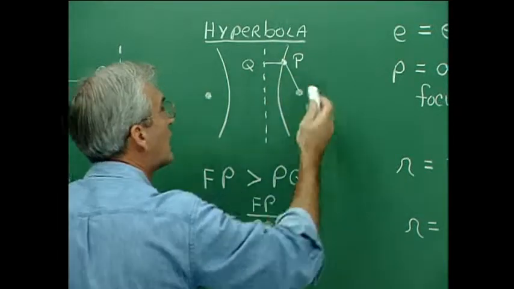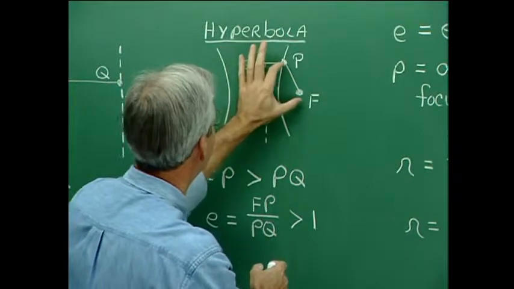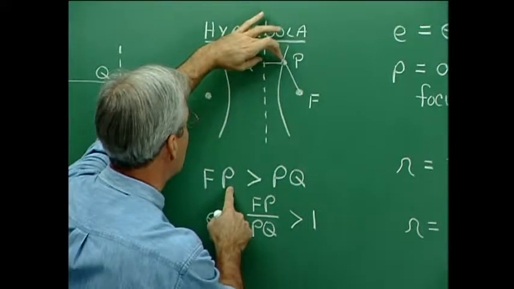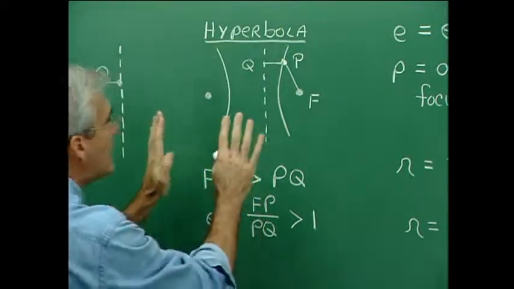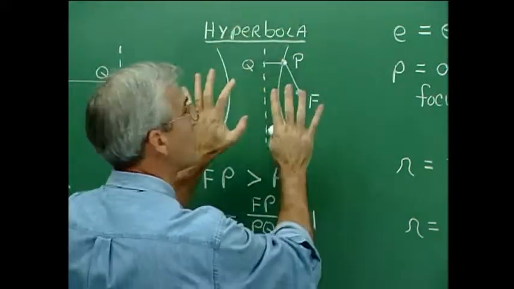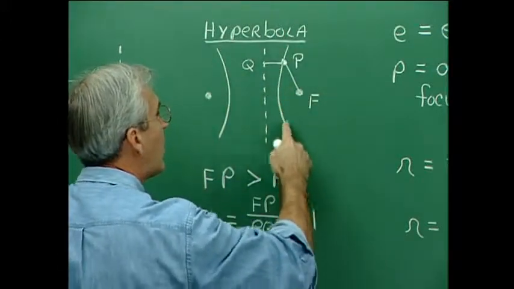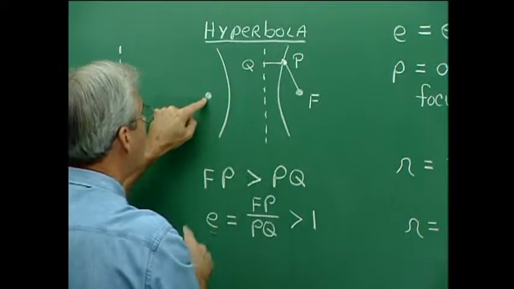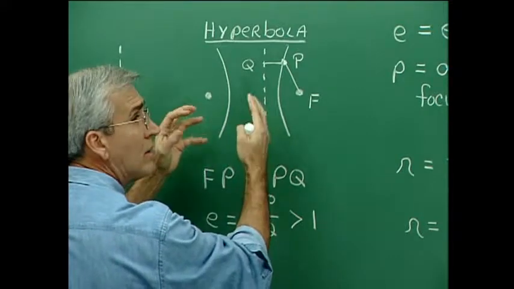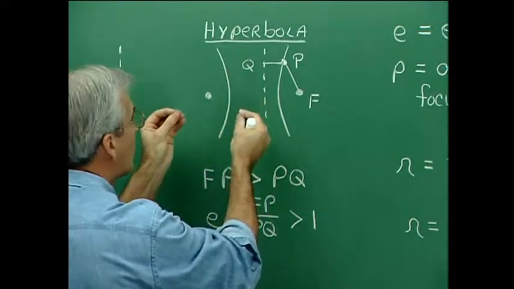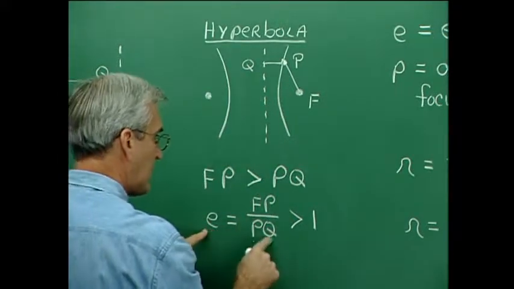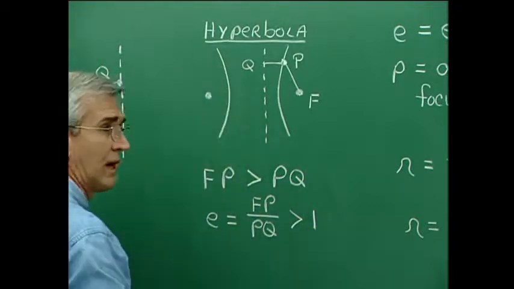But here, notice the comparison of this distance FP and this distance PQ. FP is going to be larger than PQ. And the ratio of FP to PQ is the same for every point on this curve. There's another directrix associated with this focus, and that same idea holds true: the ratio FP to PQ is the same for every point. It's also true that the eccentricity number is greater than 1 in the case of the hyperbola.